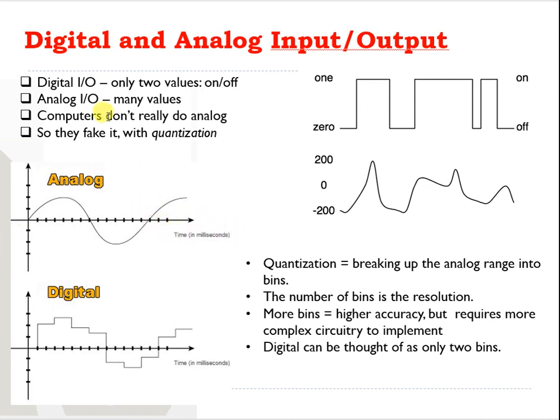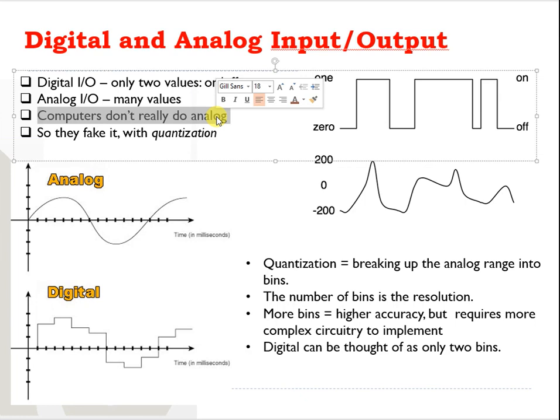In the case of digital I/O, we'll have only two values, in the form of on and off, as you see here, or 1 and 0, or high and low, and so on and so forth. While for analog signals, we will have many values. You can see an example of an analog signal over here, which varies between -200 and 200. And since computers don't really understand analog signals, they need to convert it into some digital form. So they indeed fake it using quantization.